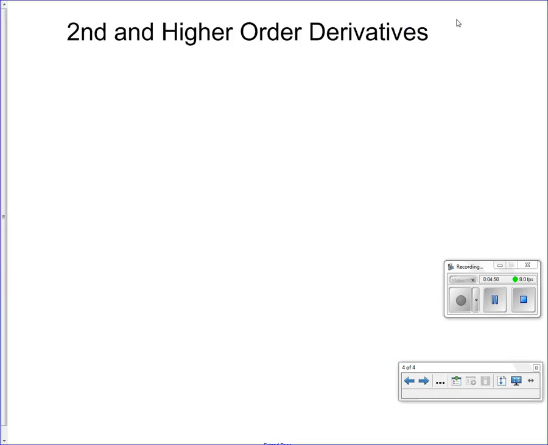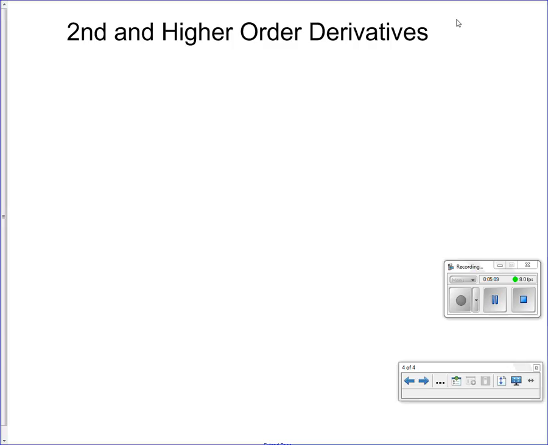The last thing I want to talk about is second and higher order derivatives. So we've been talking about taking a derivative. It's called a first derivative. Well, you can take a derivative of a derivative. That would be called the second derivative. You can take the derivative of a derivative of a derivative. It's the third derivative, and you can go on like this forever.